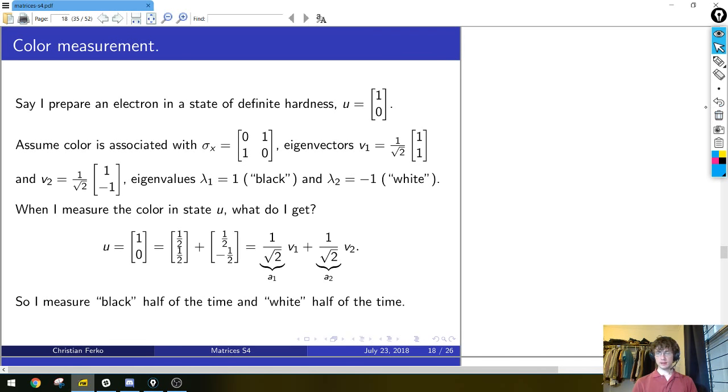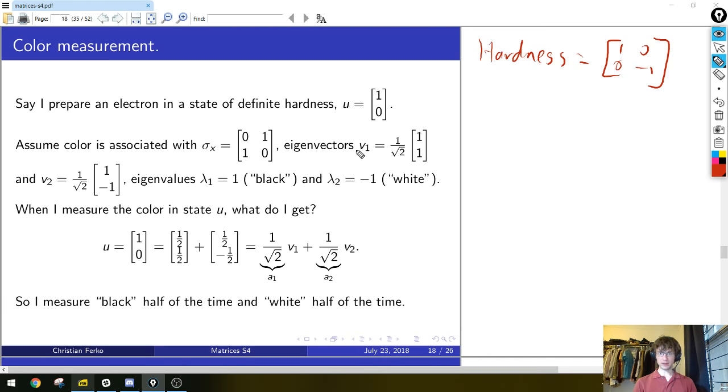Okay. Let's introduce a second matrix, a second observable, now associated with color. We said that before, hardness was associated with sigma z, which is the diagonal matrix 1, 0, 0, minus 1. Now let's say that color is associated with sigma x. So sigma x has these off diagonals, 0, 1, 1, 0. And we saw in a previous lecture or matrix challenge that the eigenvectors of sigma x look like 1, 1, and 1 minus 1.